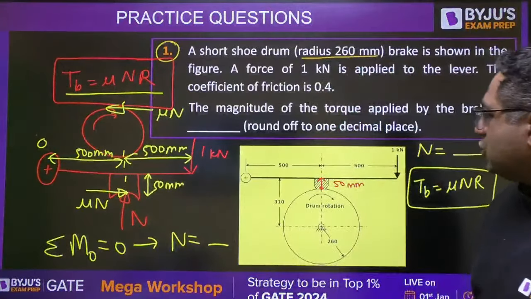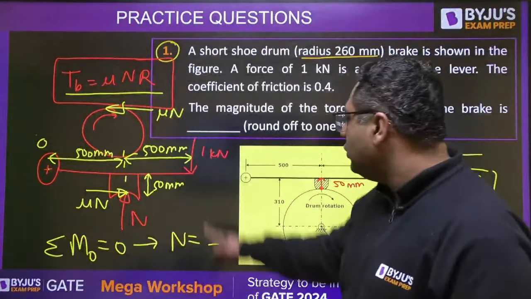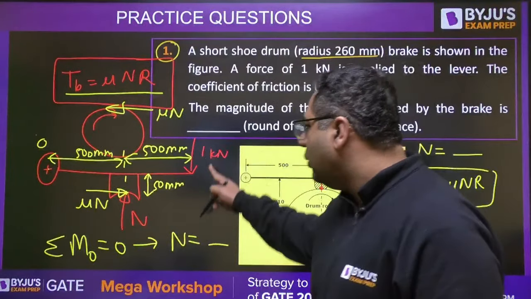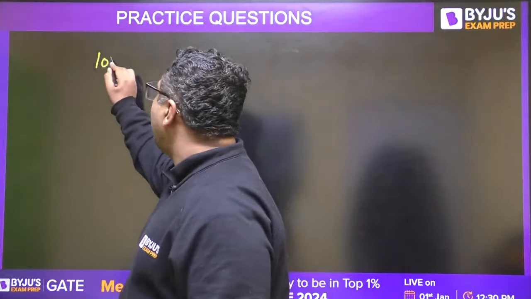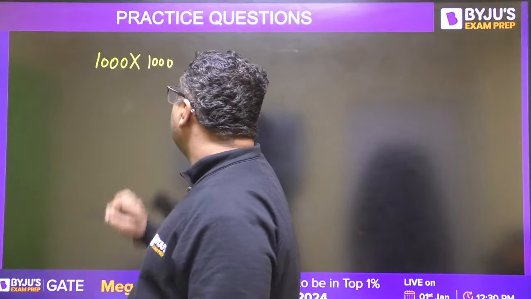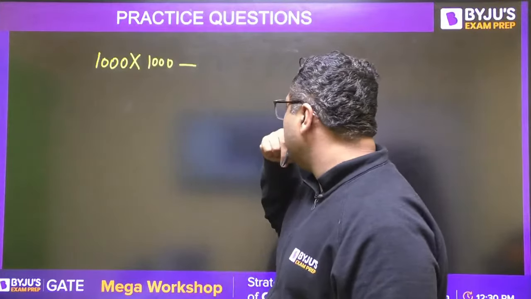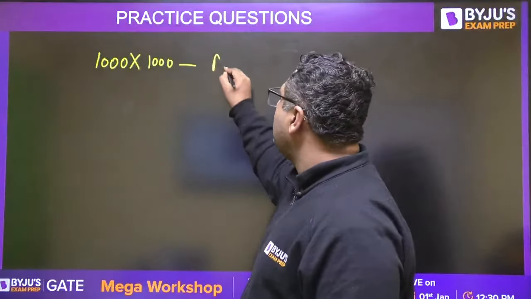So how will we solve it? You will take moment about this point to be zero. This is 1000 newton, acting clockwise. So you will write 1000 Newton into 1000 mm. Then this is going to be clockwise, and N will create anticlockwise moment, so N into 500.